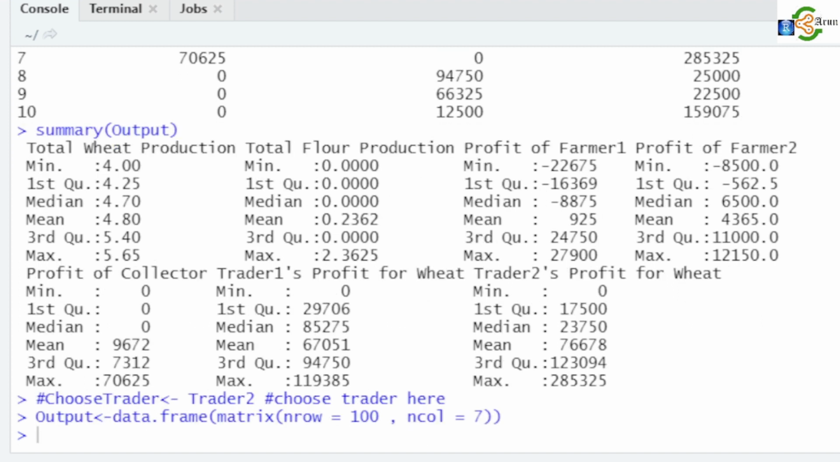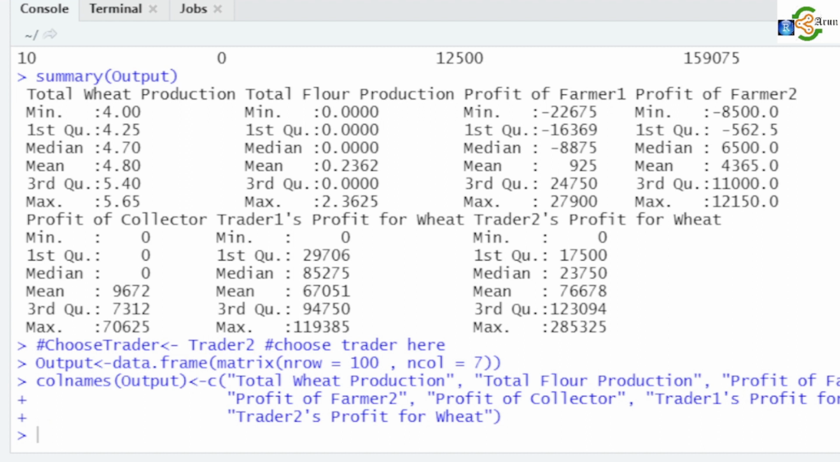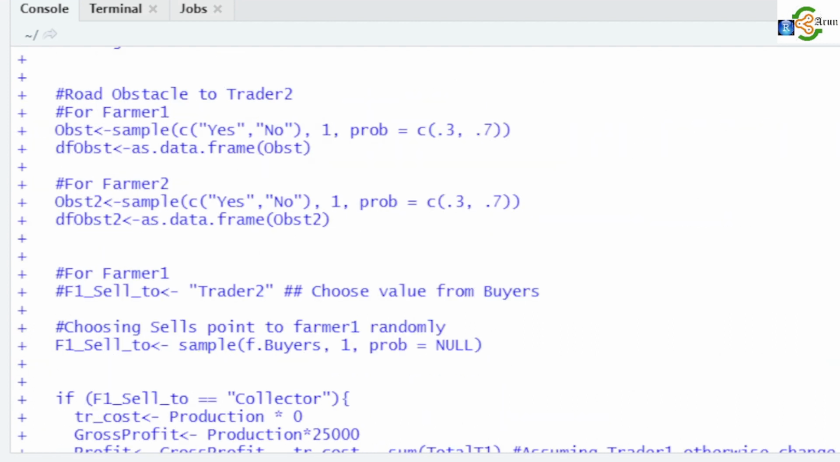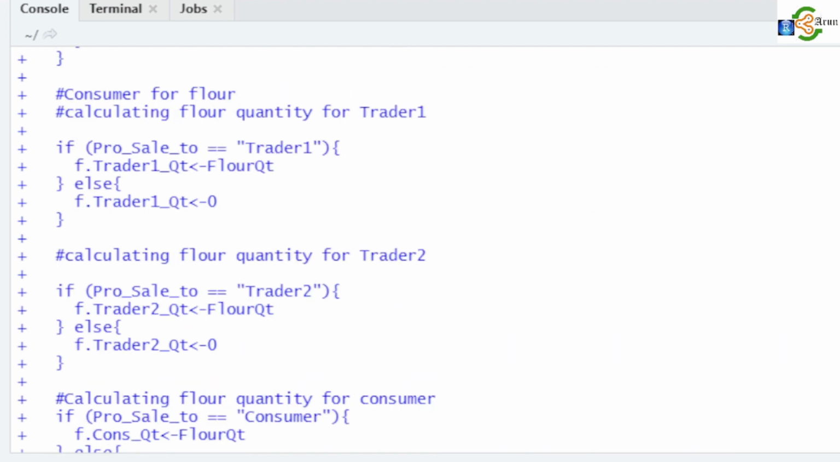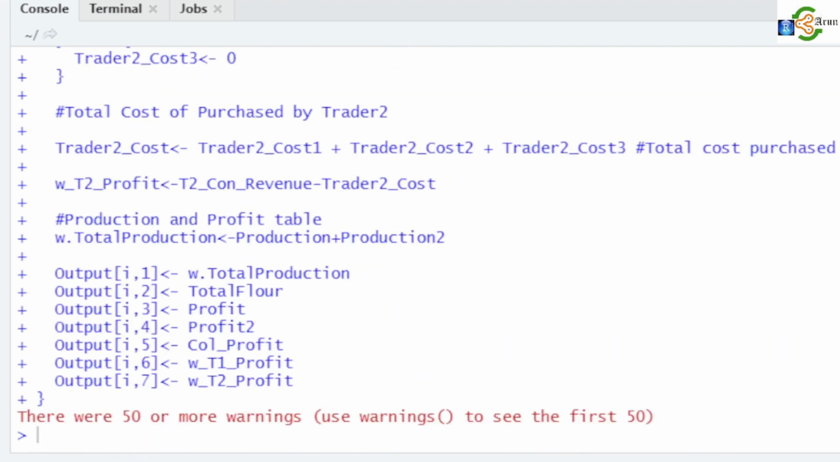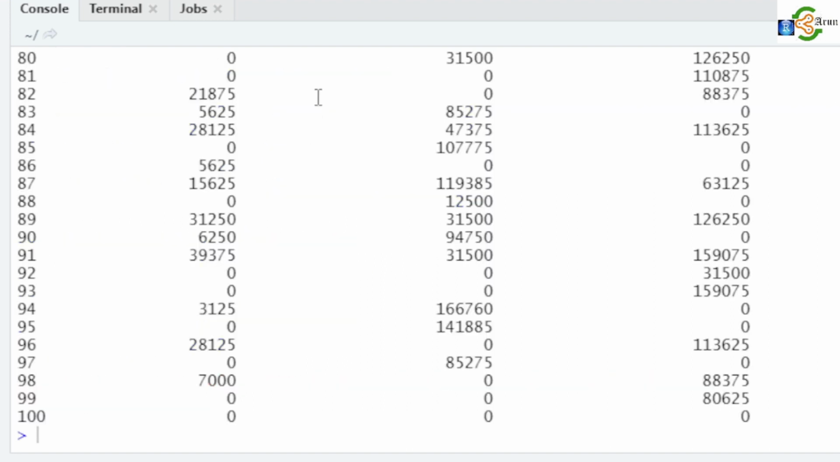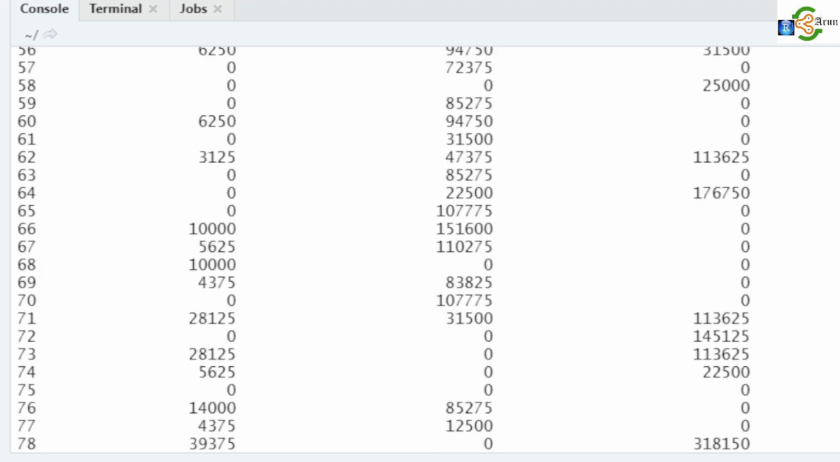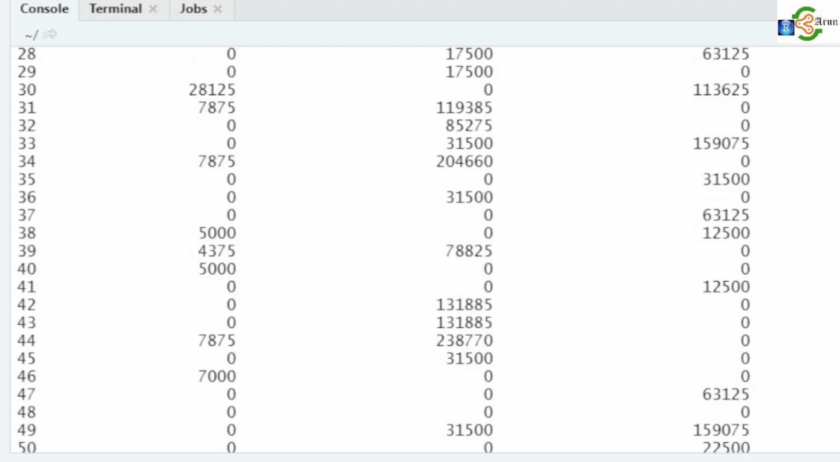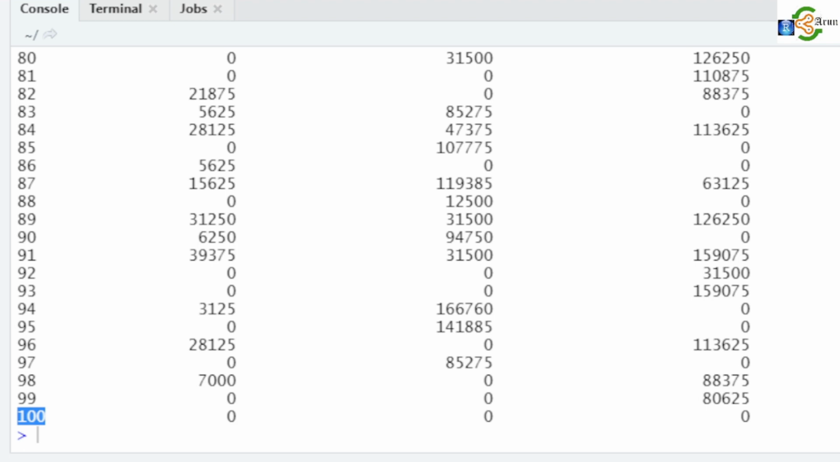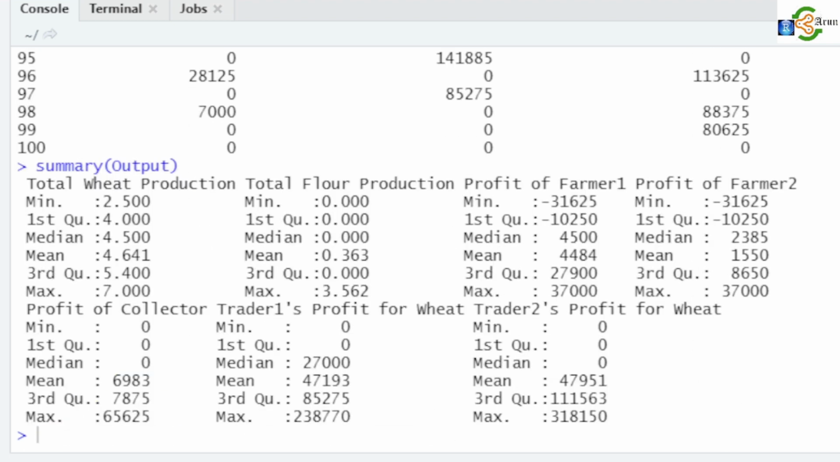Okay, so I again created the output results, then I assigned the column names, then I will run this whole code 100 times. Okay, so here you can see the code is running because I have developed this code in a loop. So let's see the result here. You can see the 100 count here. So it's difficult to look at the result in this way, so we need to make a summary table here. Okay, this is the summary table.